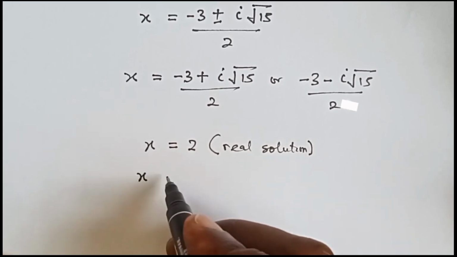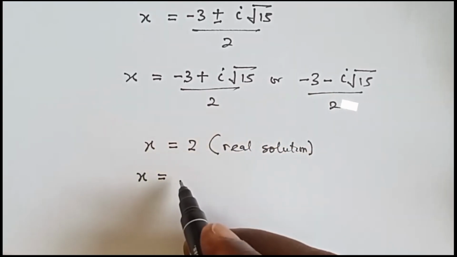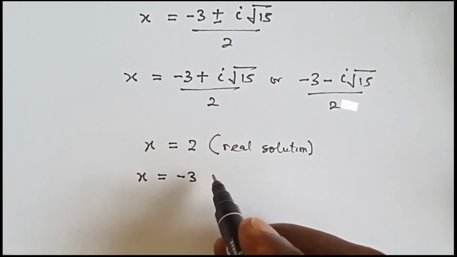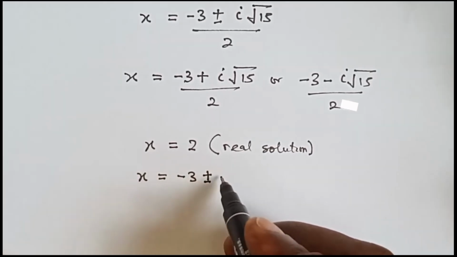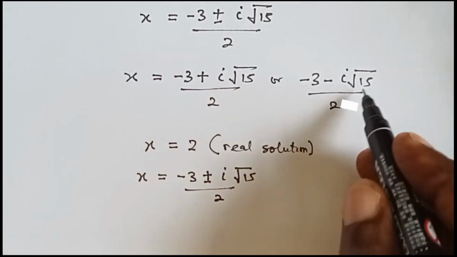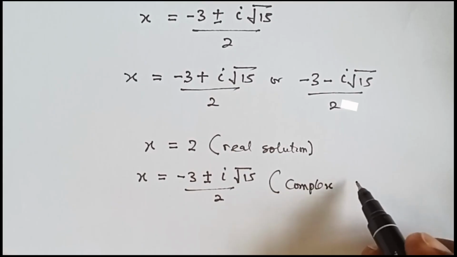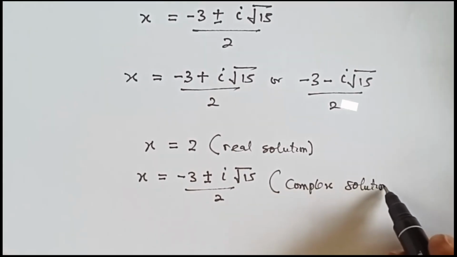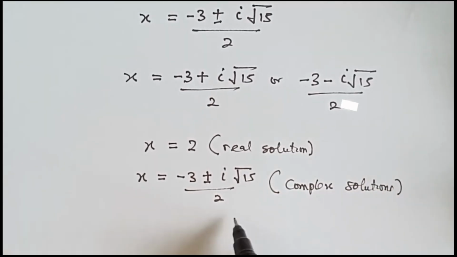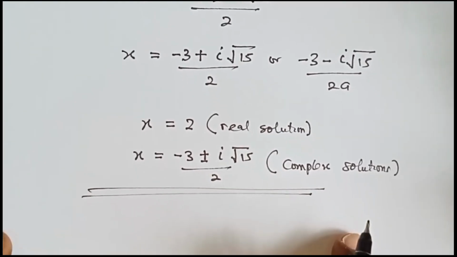So we have x equals, these two are complex solutions. So you can just say x equals minus 3 plus or minus i square root of 15 over 2. These two, they are complex solutions. All right, so those are the values of x.